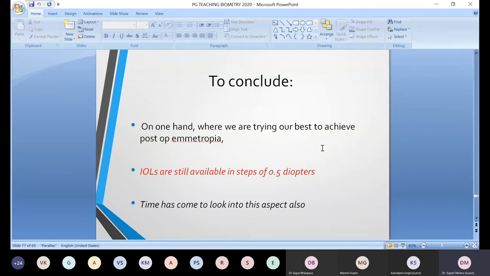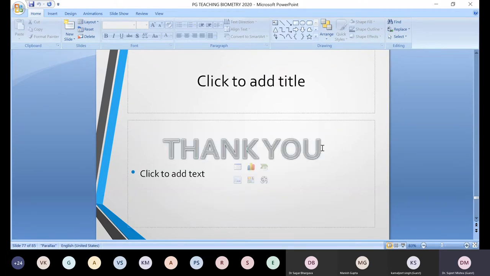So to conclude, on one hand we are trying our best to achieve post-op emmetropia, yet IOLs are still available in steps of 0.5 diopters, which is called interval tolerance. So time has come to look into this aspect also, and we should pressurize the industry to reduce the steps of IOL powers available. Thank you very much.